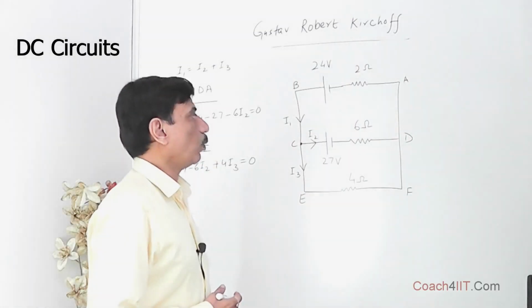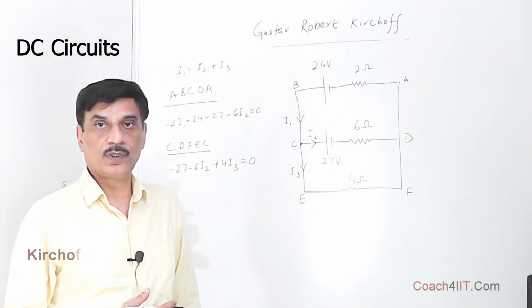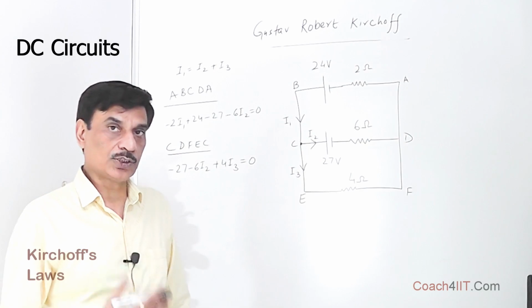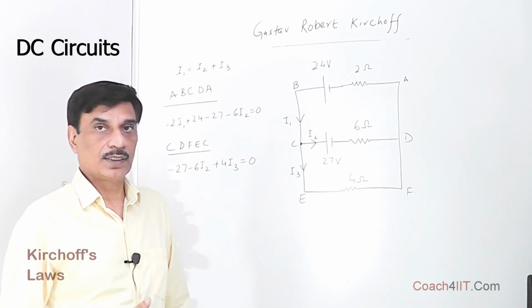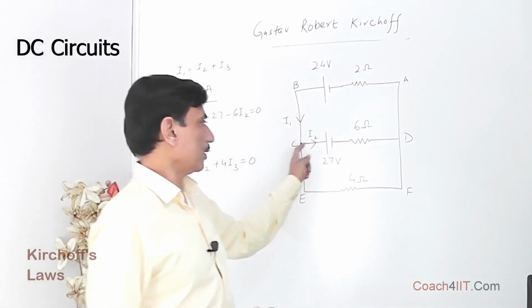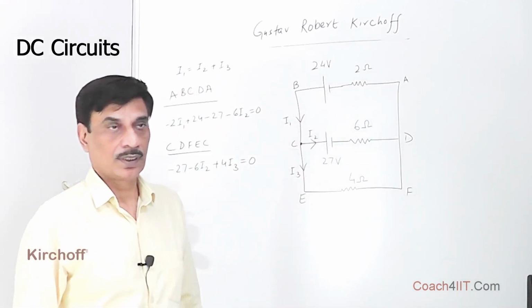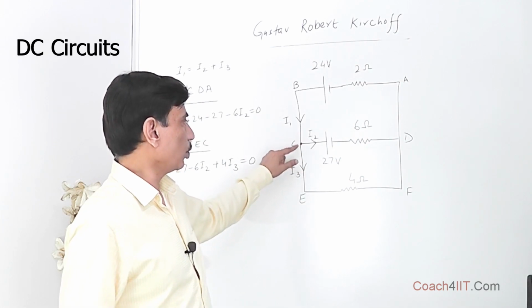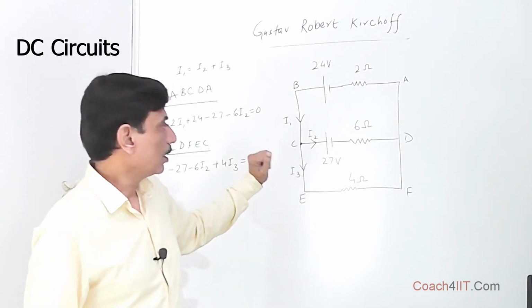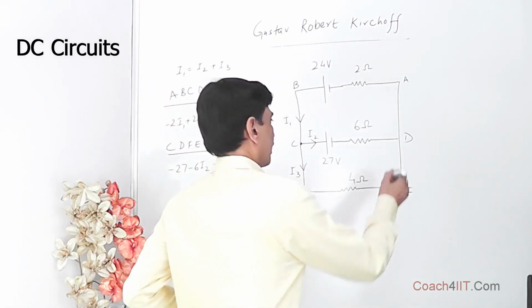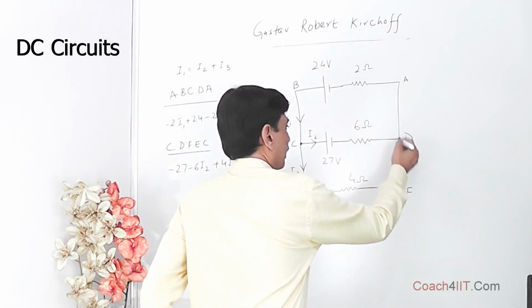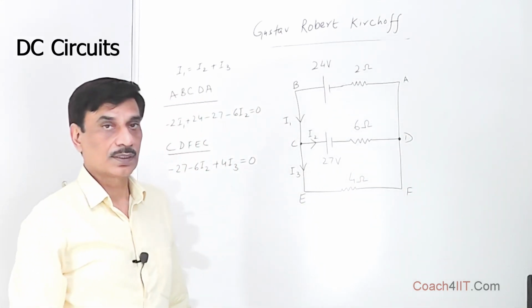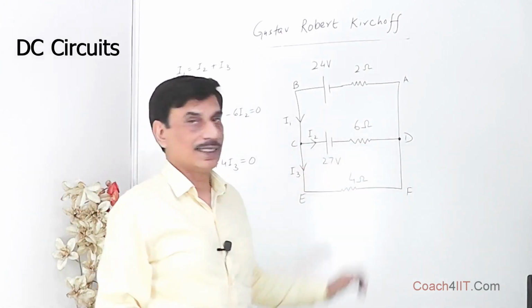In this network, once again we are going to make use of KCL and KVL, that is Kirchhoff's laws, and we can find the current in the various arms of this circuit. We see over here that we have one junction where more than two wires are getting connected, and D is another junction where 1, 2 and 3 wires are meeting. So we have C and D as junctions.